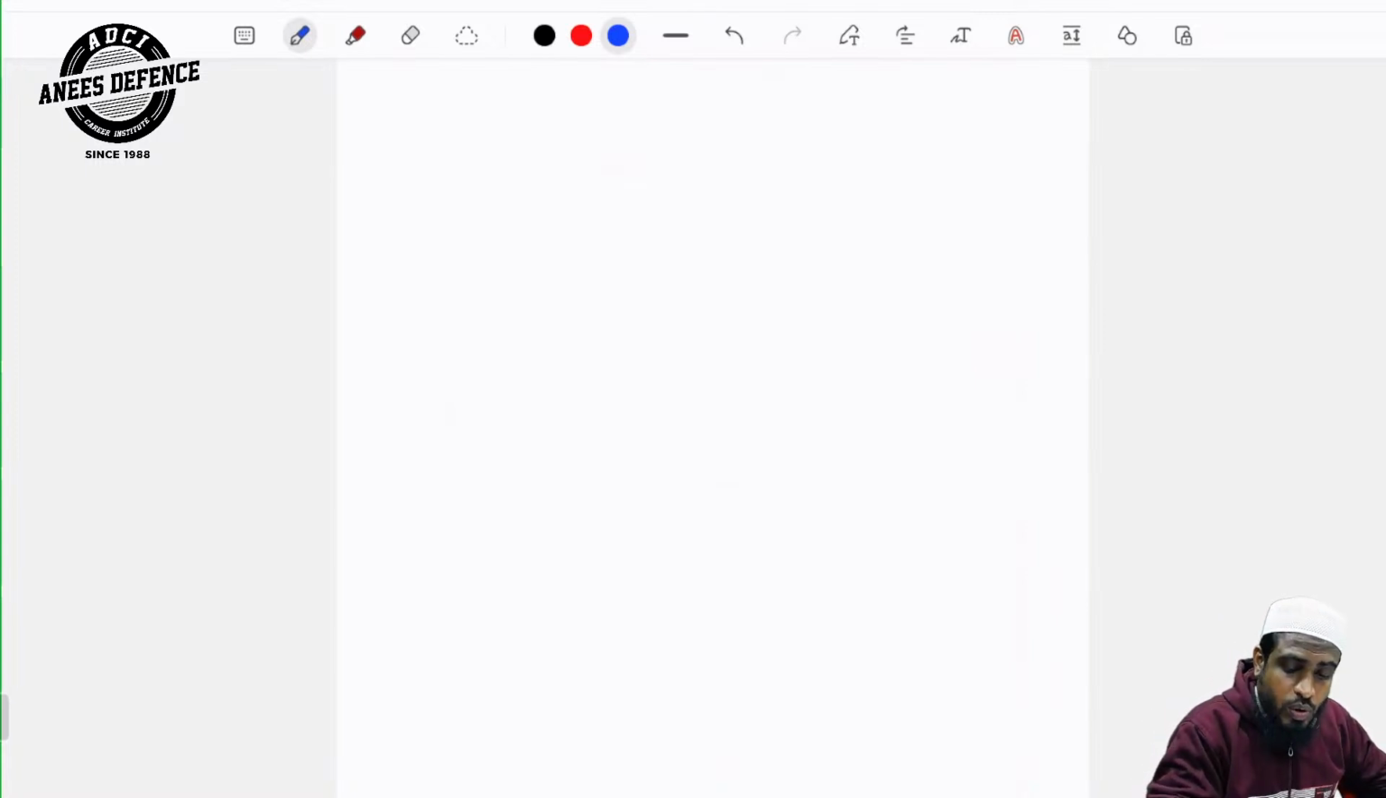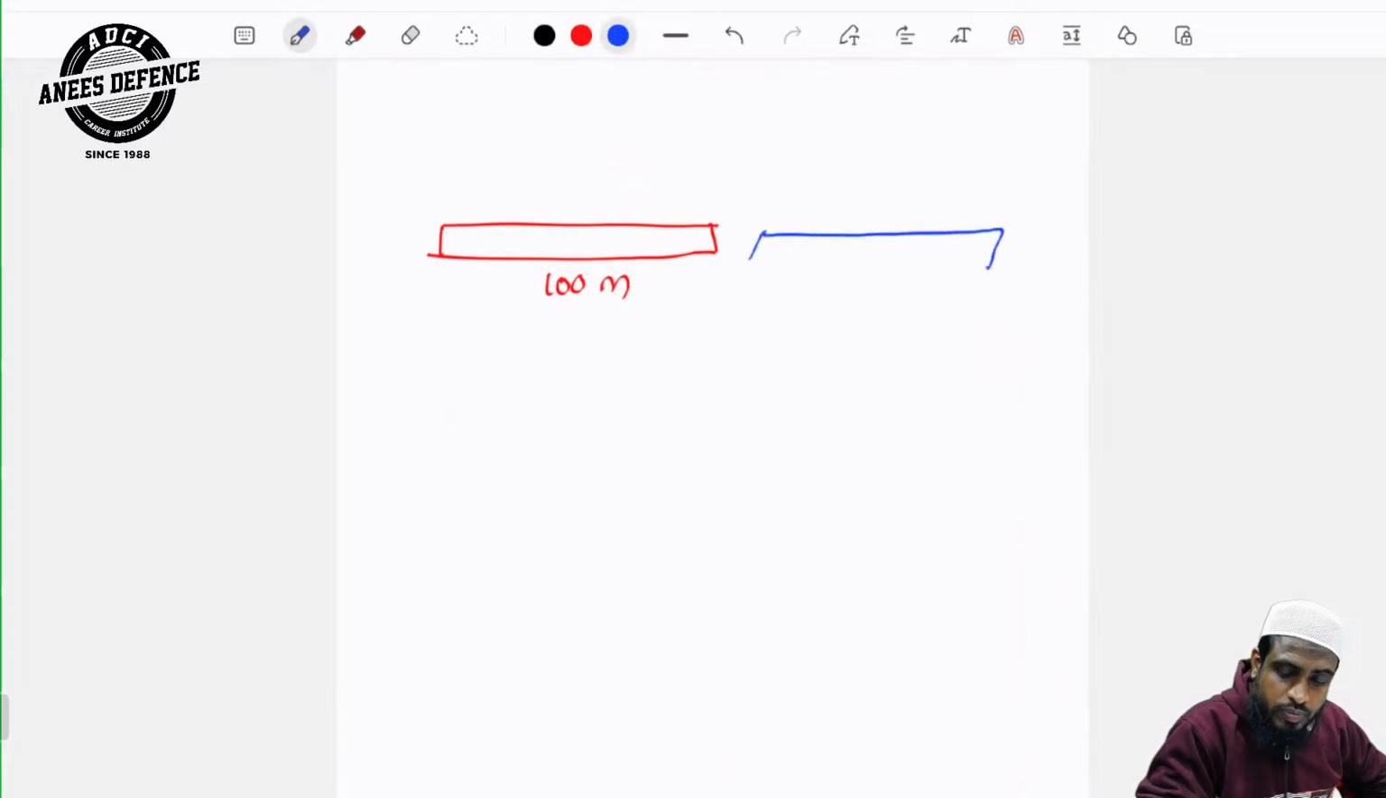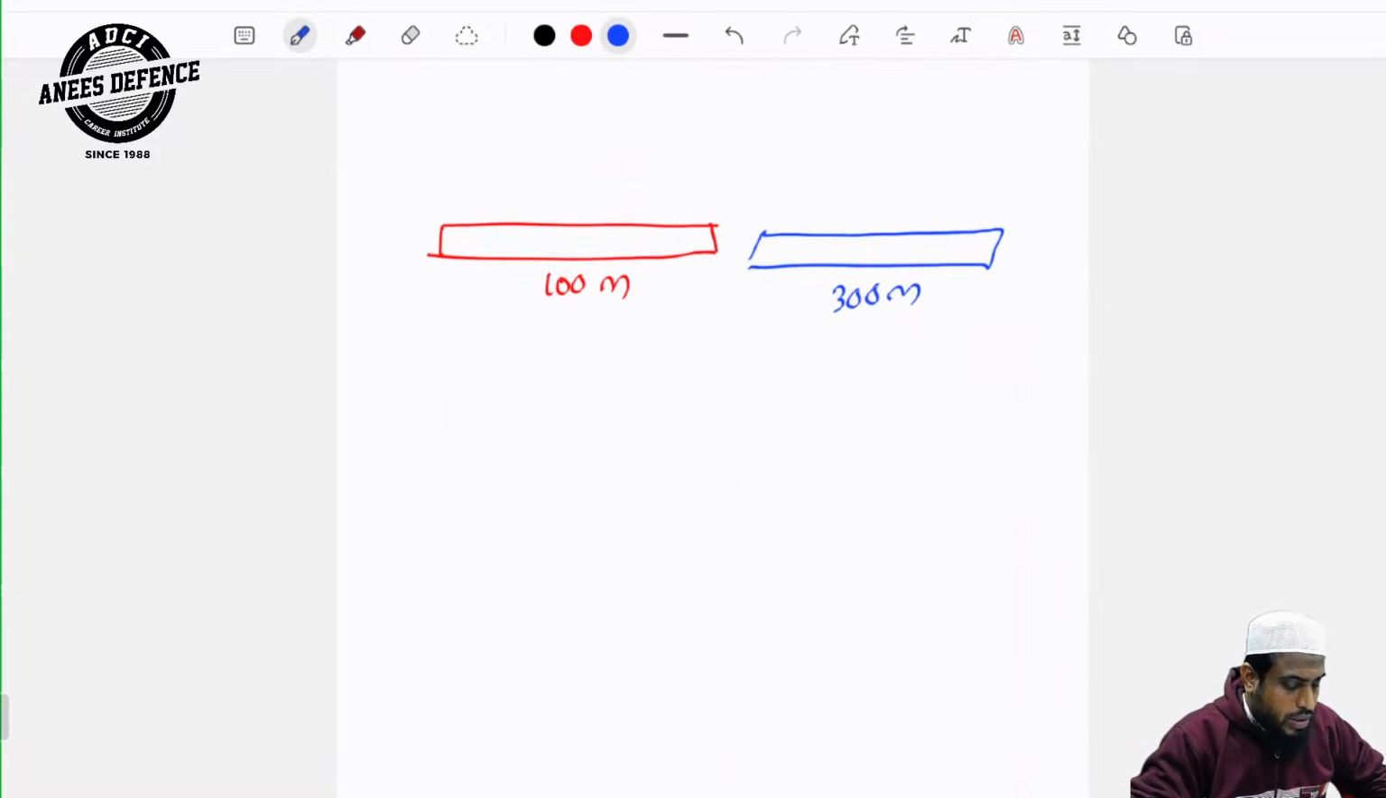A train 100 meters long completely crosses a 300-meter long bridge. One bridge is here. The length of the bridge is 300 meters. A train 100 meters long completely crosses a 300-meter long bridge in 45 seconds. What is the speed of the train?